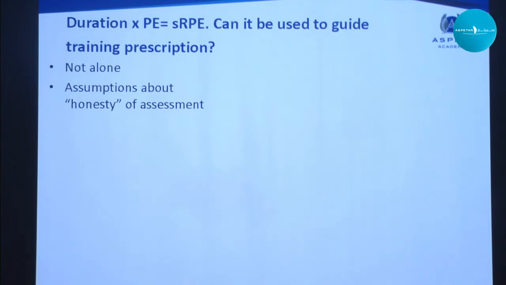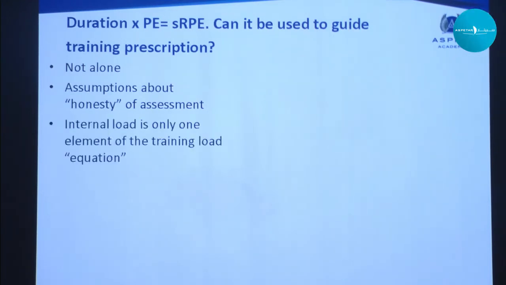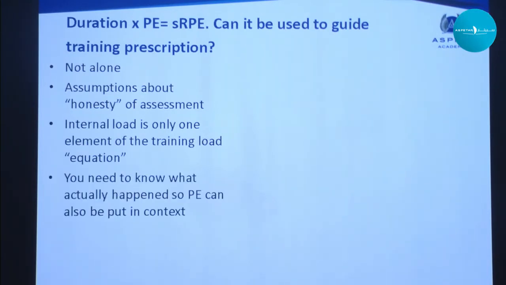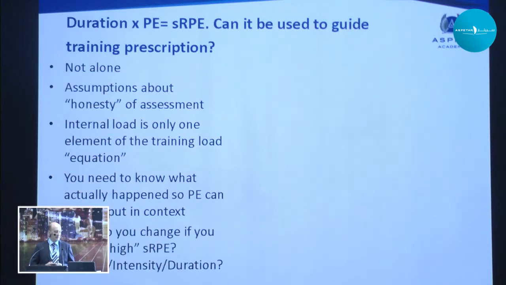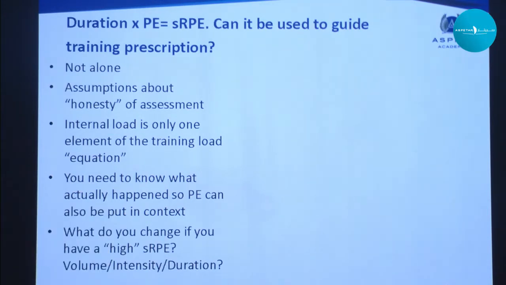And I think elite athletes with a lot of experience and a lot of experience with the measurement can tell you the truth. The same might not be true for some cohorts. But internal load is only one element of the training load equation. You need to know what actually happens in the session so you can put this information into context. And what do you change if you have a high session RPE? So an athlete reports a high session RPE, what do you change? You change the volume, the intensity, the duration.